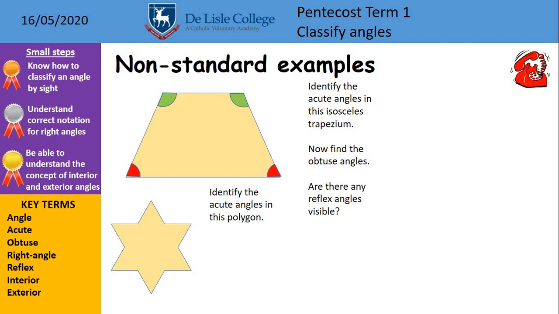Okay, so on the first one, we've got the isosceles trapezium. We're looking there at the acute angles, would be those in red. Obtuse would be the green. And reflex, remember, is anything that's greater than 180 degrees. And those would be our exterior angles. Those would be our exterior angles on that trapezium. Acute angles in the polygon are those interior ones. All of those are acute angles.